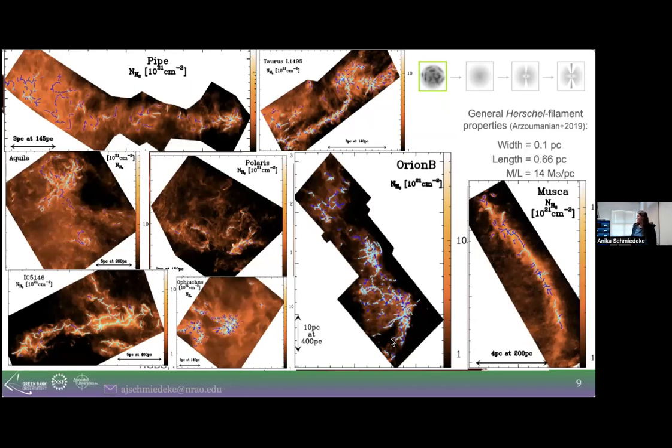What they found is that all these filaments on average have a width of 0.1 parsec, a length of 0.66 parsec, and a mass per unit length of 14 solar masses per parsec, which basically for a 10 Kelvin cylinder would mean that these are transcritical. So they're just about to collapse. They are fairly stable.